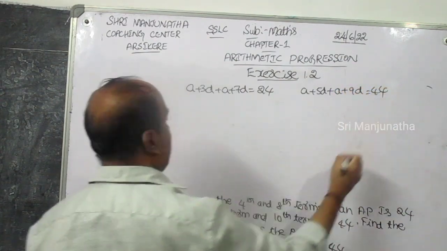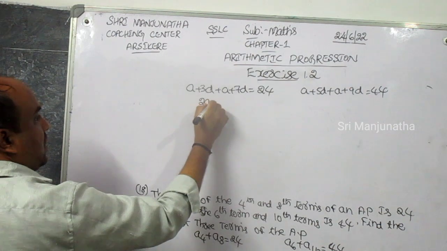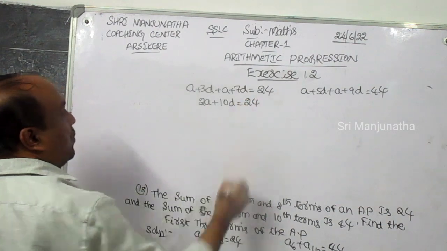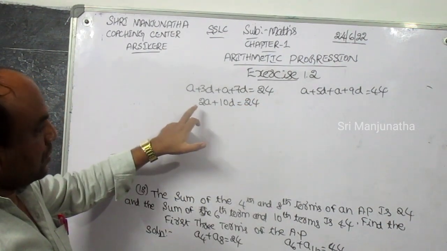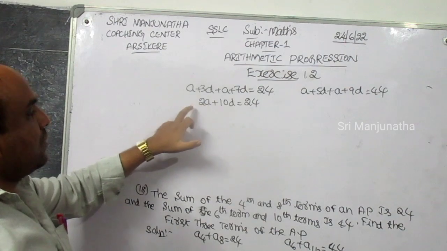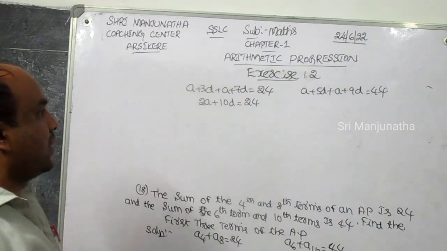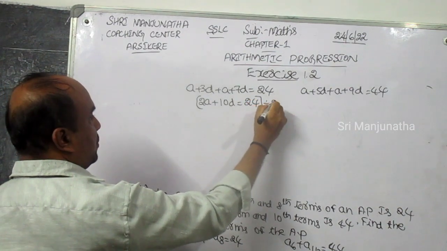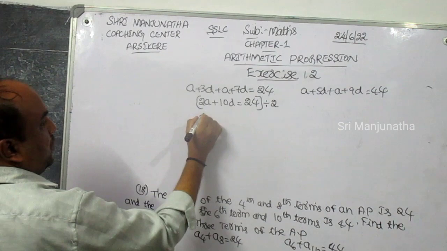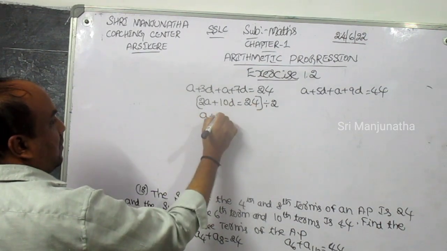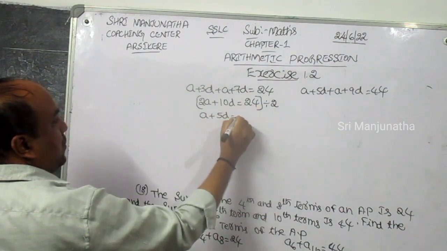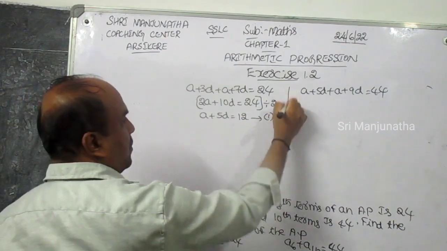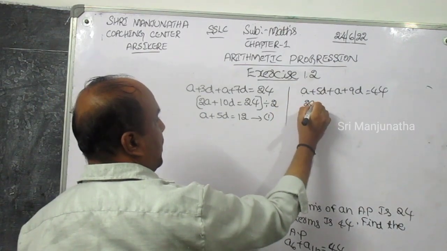A plus A is 2A. 3D plus 7D equals 10D is equal to how much? 24. Each number here is divisible by 2 because 2 is a common factor. For those reasons, I have to divide the whole equation by 2. 2 ones are 2 means A, 2 5s are 10, 5D is equal to 2 12s are 24. Call it equation number 1.